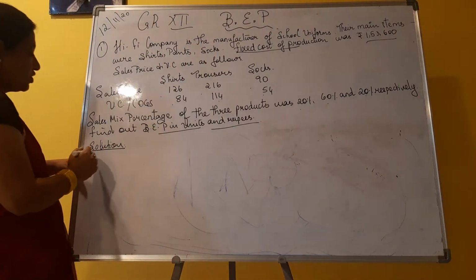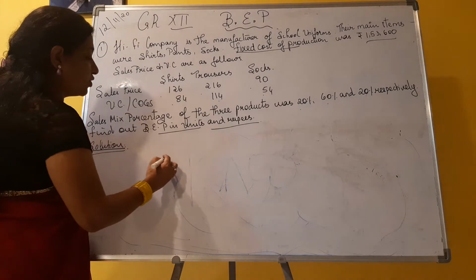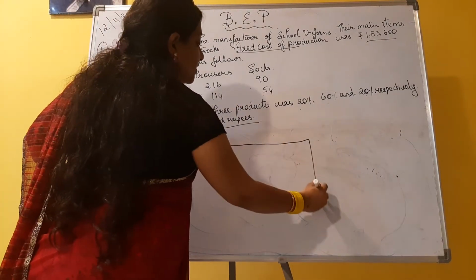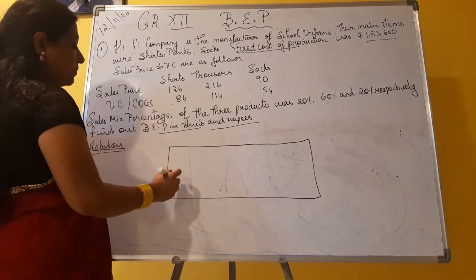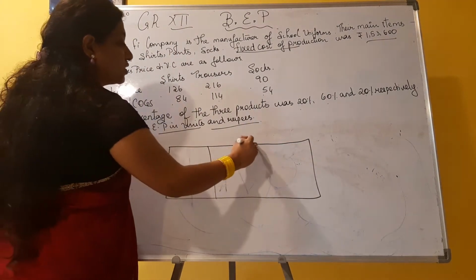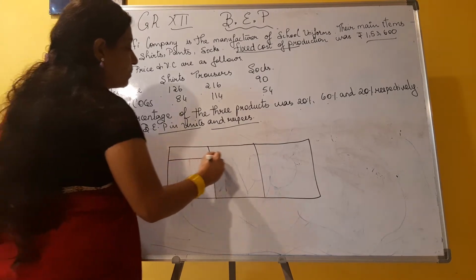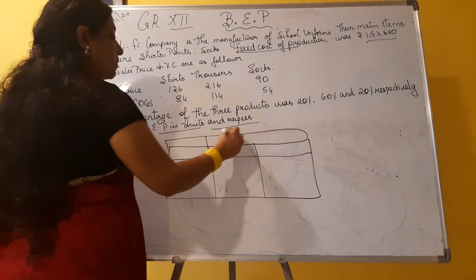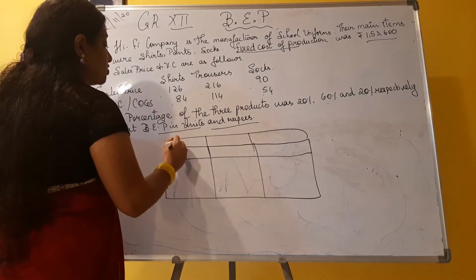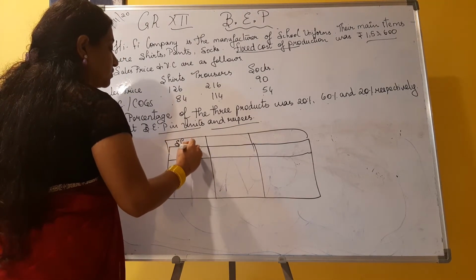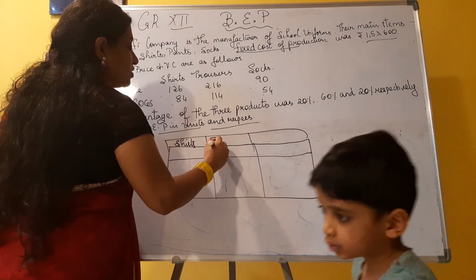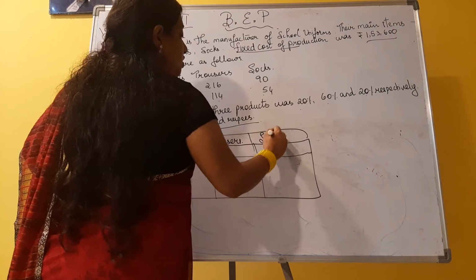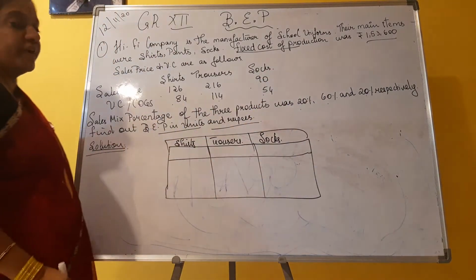Right. So we will see the solution now. First thing you have to draw is a small box. Yes children, presentation is important. Accounting life is dabba life. You have to put a lot of boxes. Now this is shirts. This is trousers. And this is socks. Alright.